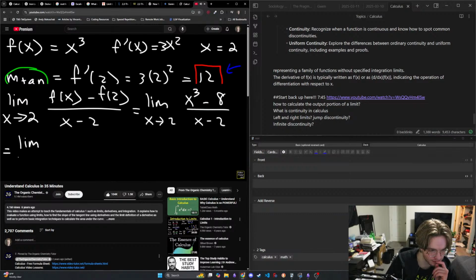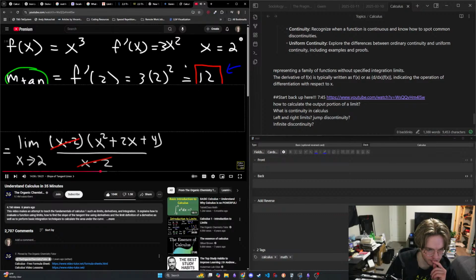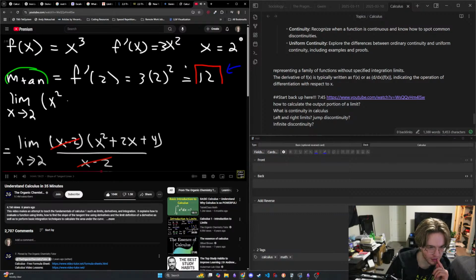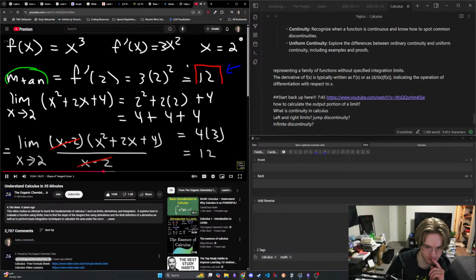So now we have the limit as x goes to 2 of x minus 2 times x squared plus 2x plus 4 over x minus 2. So now these two factors will cancel. And now we can substitute 2 for x. So we have the limit as x approaches 2 of x squared plus 2x plus 4. And so it becomes 2 squared plus 2 times 2 plus 4. 2 squared is 4, 2 times 2 is 4. And if you add 4 three times, it's the same as taking 4 and multiplying it by 3, which gives you 12.